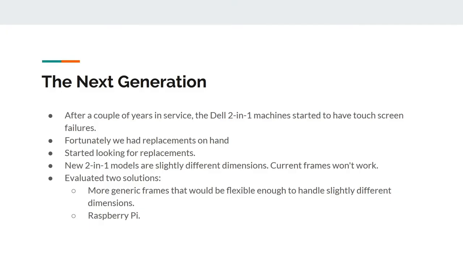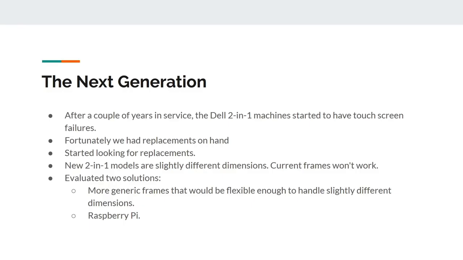But after a couple of years, the 2-in-1s started to have some problems. We had 3 machines within just a couple of weeks where the touchscreen failed. Everything else was working fine, but it wasn't accepting input from the touchscreen. We had enough spare machines on hand that we could replace those and keep running, but it really got me nervous, and we started looking at replacements.